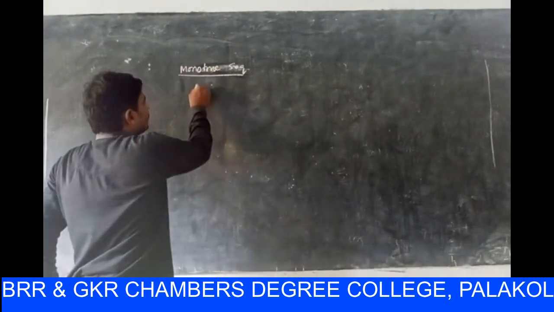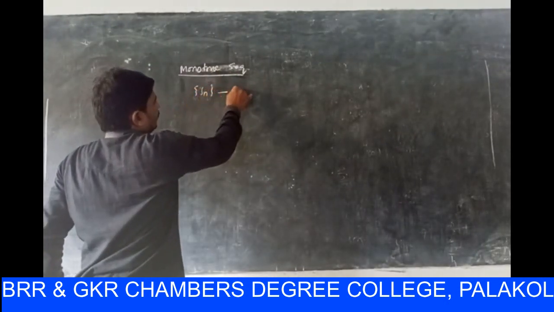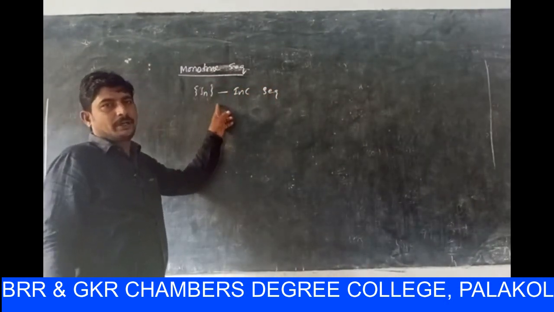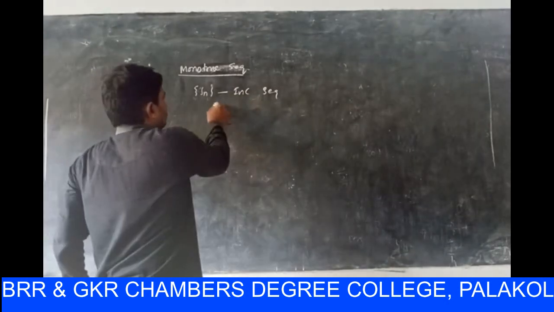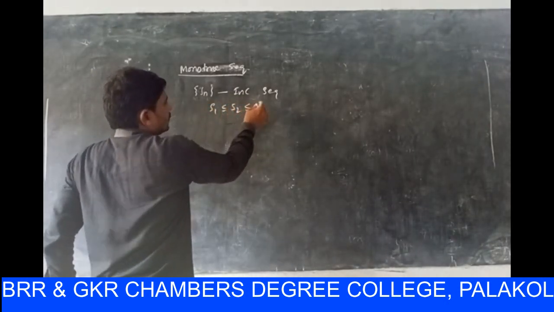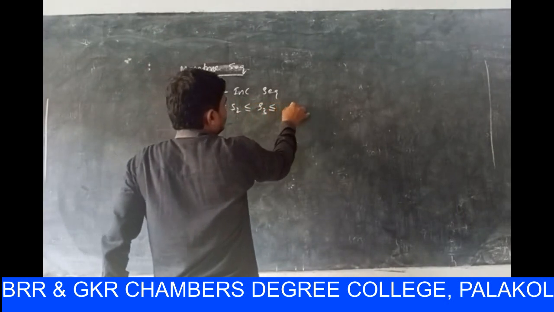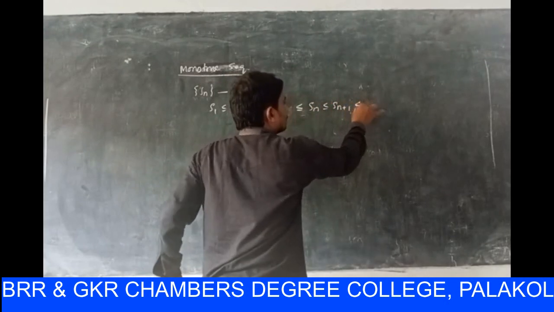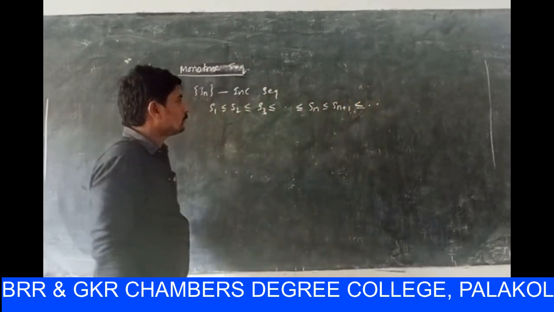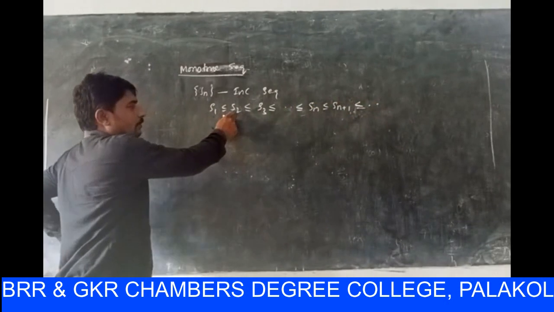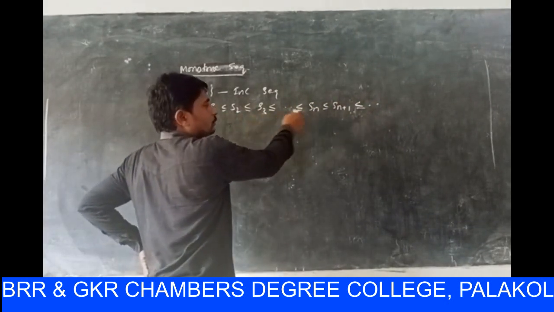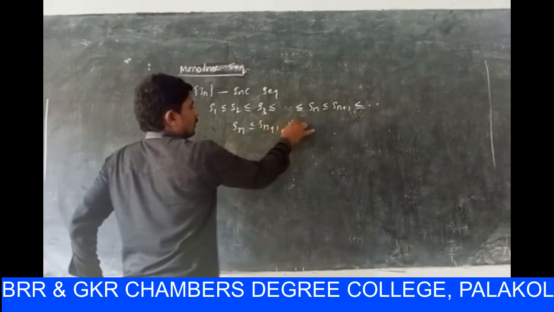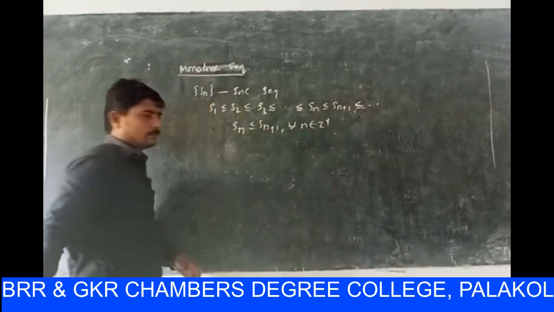First of all, a sequence Sn is said to be an increasing sequence if S1 is less than or equal to S2, is less than or equal to S3, is less than or equal to S4, less than or equal to Sn, is less than or equal to Sn+1, and so on. The first term is less than or equal to the second term, which is less than or equal to the third term, and so on. In general, Sn is less than or equal to Sn+1 for all n belongs to Z+.